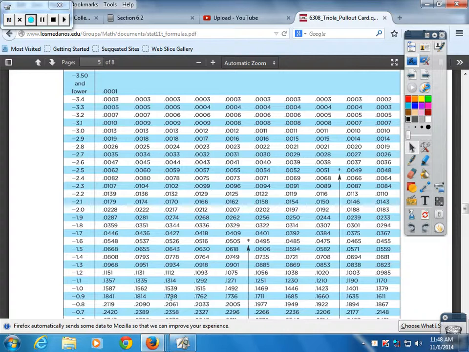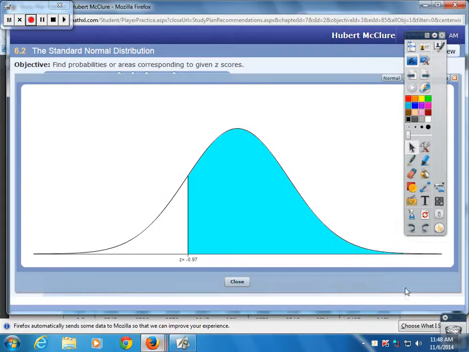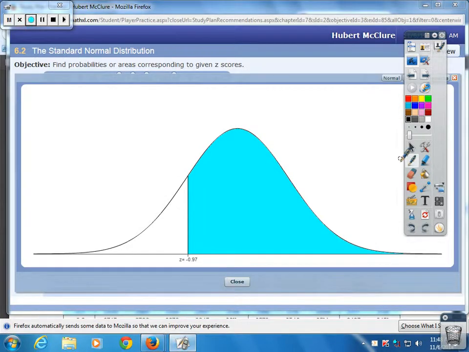1, 2, 3, 4, 5, 6, 7. I got 1660. What'd y'all get? All right, so you go back up here. This right here is 0.1660. But we don't want that. We want the blue. So that's going to be 1 minus 0.1660. Well, 1 minus 16 cents is what? 84 cents. So it's going to be 0.8340.